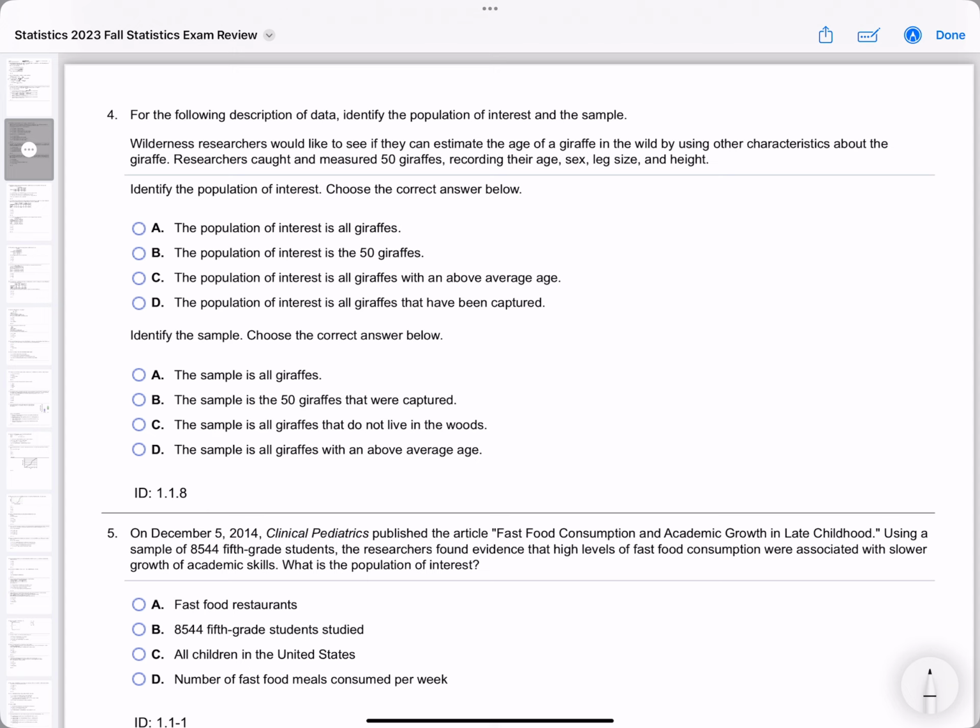Number 4, it's asking for the population of interest. The population of interest is all giraffes, because when you look at it, it says that's exactly what I'm looking for, all giraffes in the wild. And then the sample is the 50 giraffes that I am using, so that's the 50 giraffes that are captured. So the population is who I'm studying, and the sample is the people or the things that I'm actually performing my experiment or survey on.